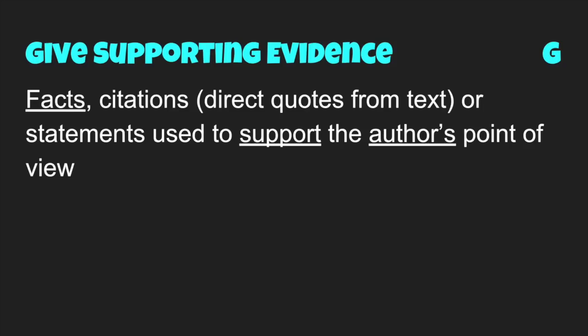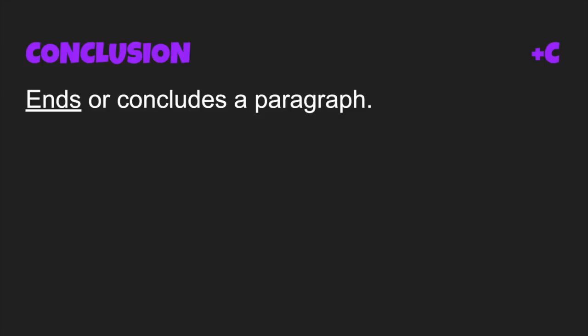Then we need to give supporting evidence. This is where we include our facts, and in our case, direct citations and quotes from the text. And we're using this to support our point of view, our original claim. And then we need to conclude. So we end or conclude our paragraph.